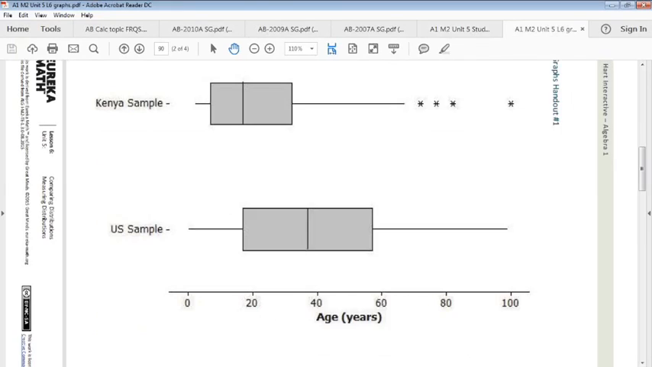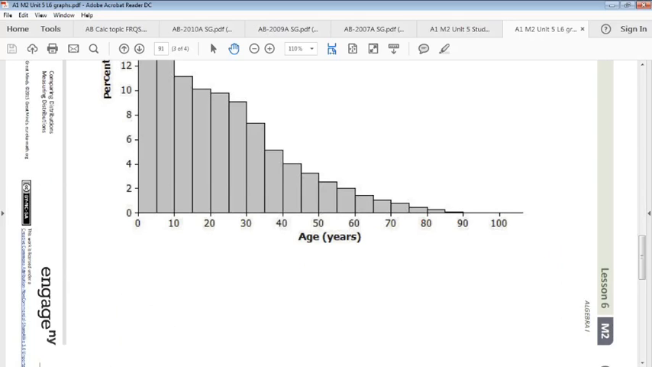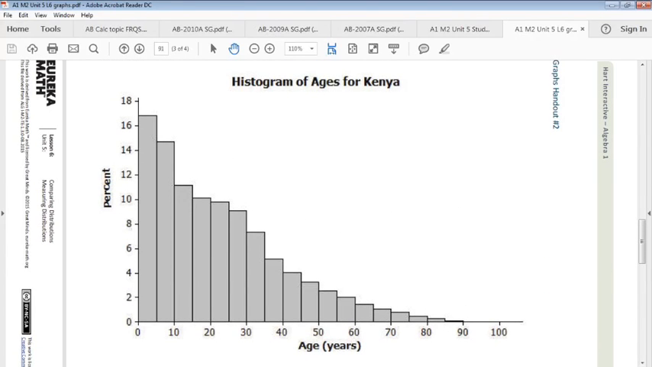And then the next question asks us, estimate the mean age of a person from Kenya. Let's look at our box plot. We can't really determine that here unless we know all the data, and even if we look at the histogram, we can't determine it here. We can make a good estimate, but overall this would be really hard to do. So we'll just say it's not possible.